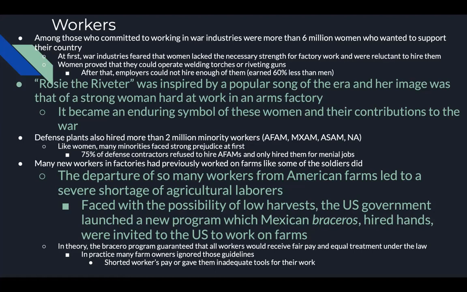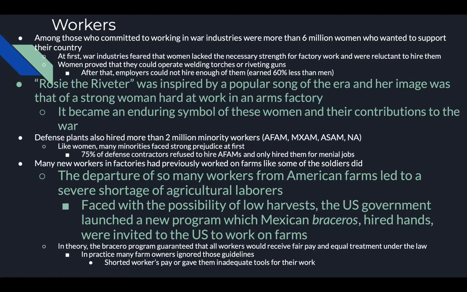So, test question. Rosie the Riveter was inspired by a popular song of the era, and her image was that of a strong woman hard at work in an arms factory. It became an enduring symbol of these women and their contributions to the war. The plants also would hire 2 million more minority workers, African American, Mexican American, Asian American, Native American, and like women, many minorities faced strong prejudice at first. 75% of defense contractors refused to hire African Americans, and I believe 15% only hired them for menial jobs.